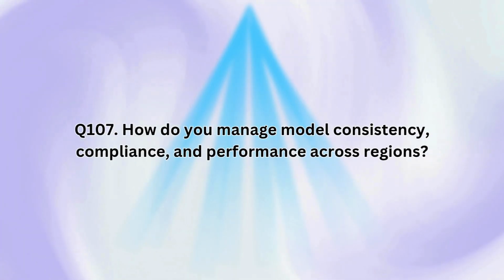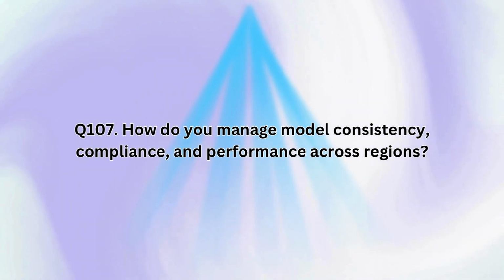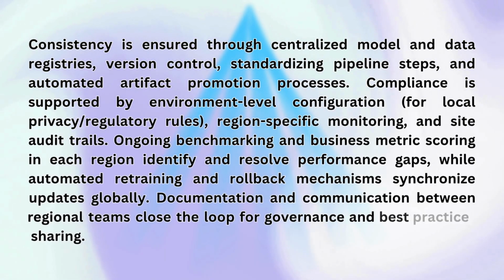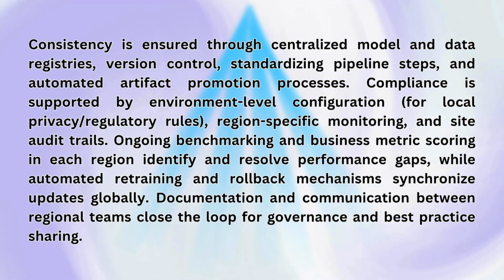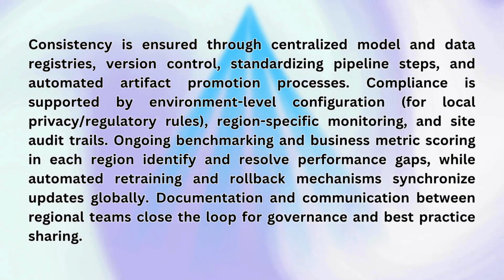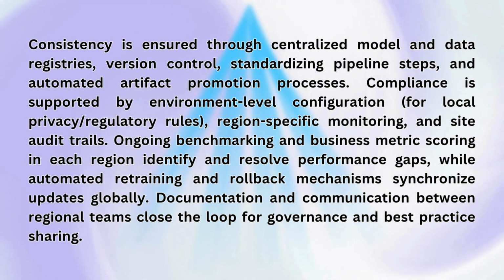How do you manage model consistency, compliance, and performance across regions? Consistency is ensured through centralized model and data registries, version control, standardizing pipeline steps, and automated artifact promotion processes. Compliance is supported by environment-level configuration for local privacy or regulatory rules, region-specific monitoring, and audit trails. Ongoing benchmarking and business metric scoring in each region identify and resolve performance gaps, while automated retraining and rollback mechanisms synchronize updates globally. Documentation and communication between regional teams close the loop for governance and best practice sharing.